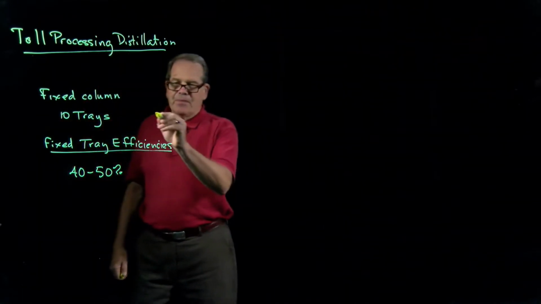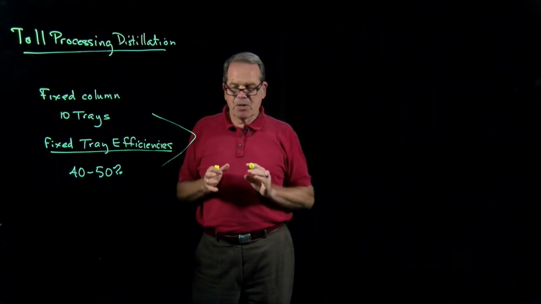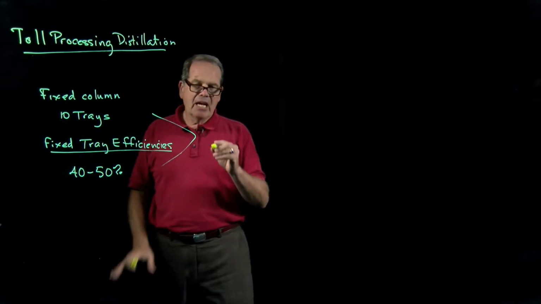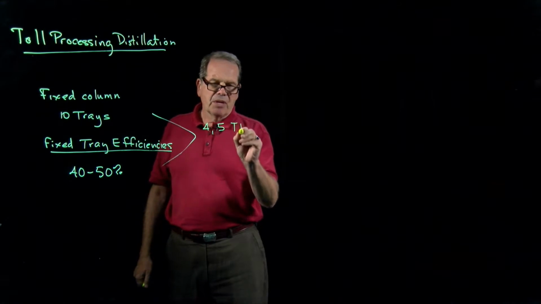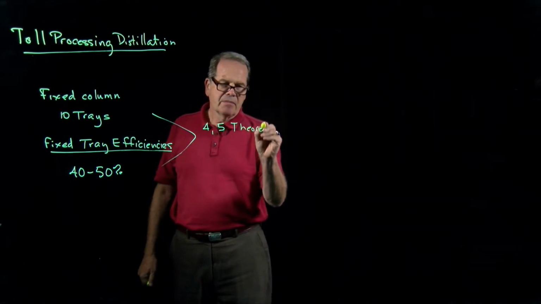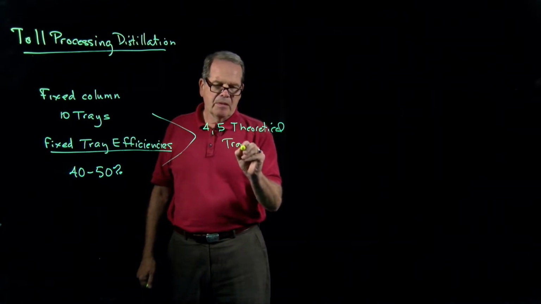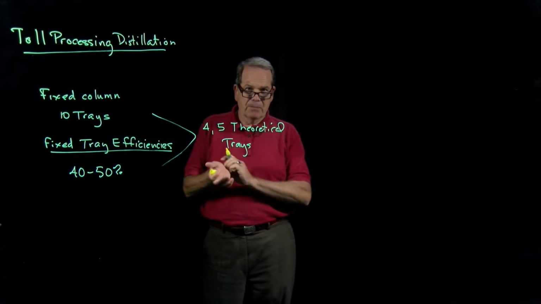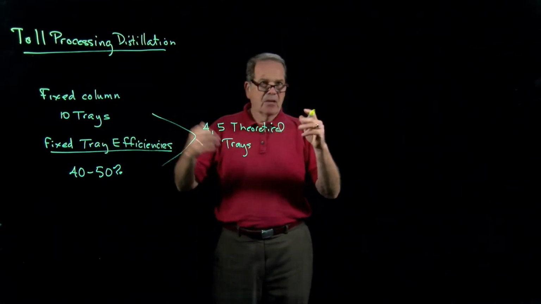50%. These two things taken together make a big constraint on this project, because instead of having 10 trays, I might have 4 or 5 theoretical trays. And that's going to cause constraints on how we do this project. So let's start imagining what we want to do.